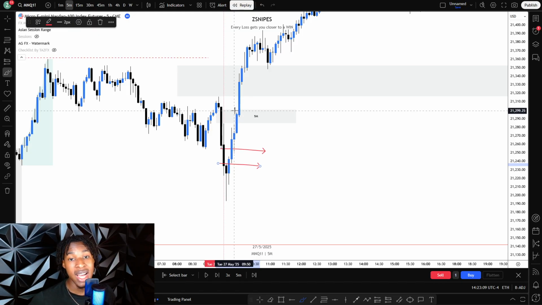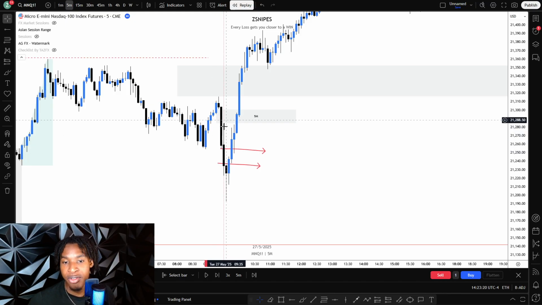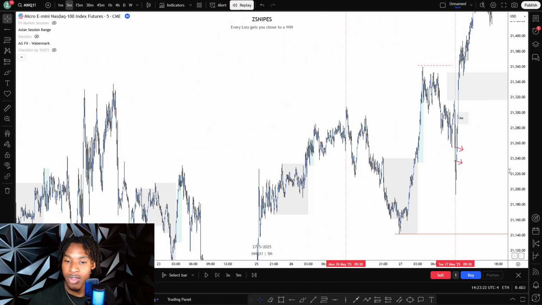Okay, and this is why I say not the gaps alone. I'm showing you guys to understand this. It's not just the gaps alone. You do not want to be just trying to trade every single gap that you see. There is more that gets into this.